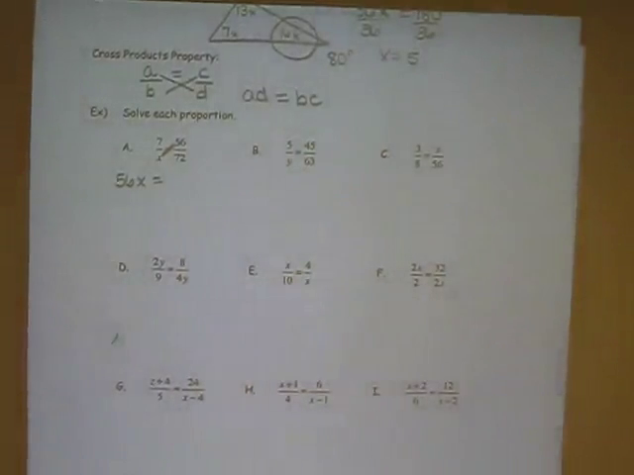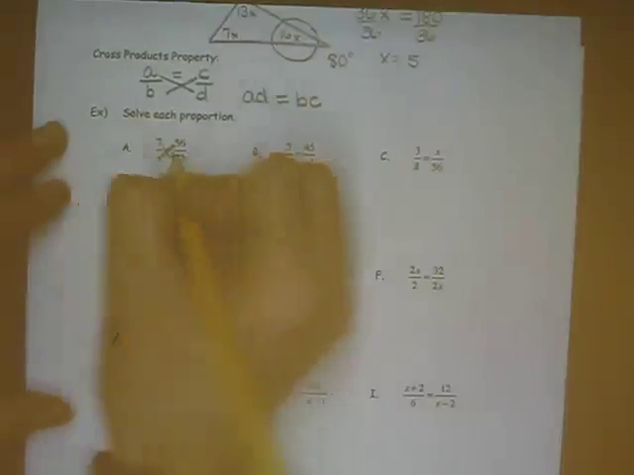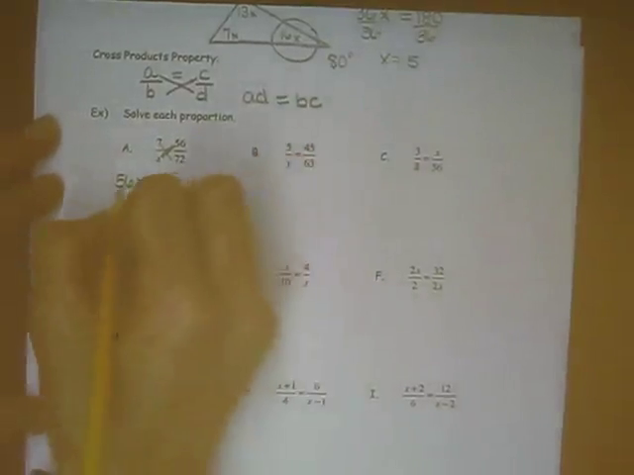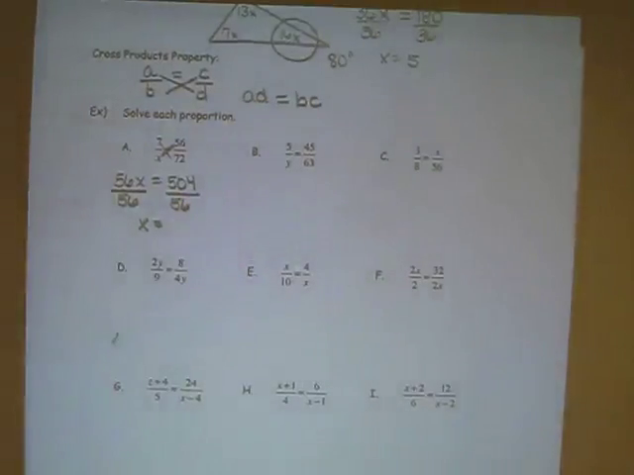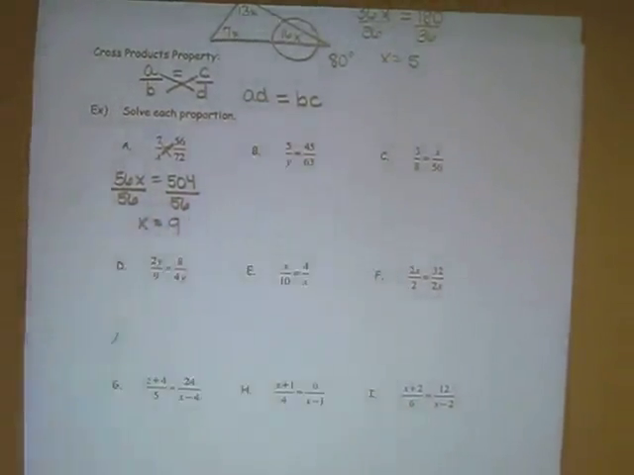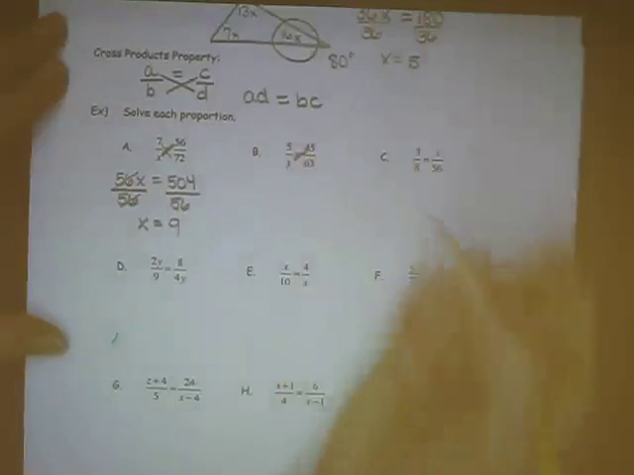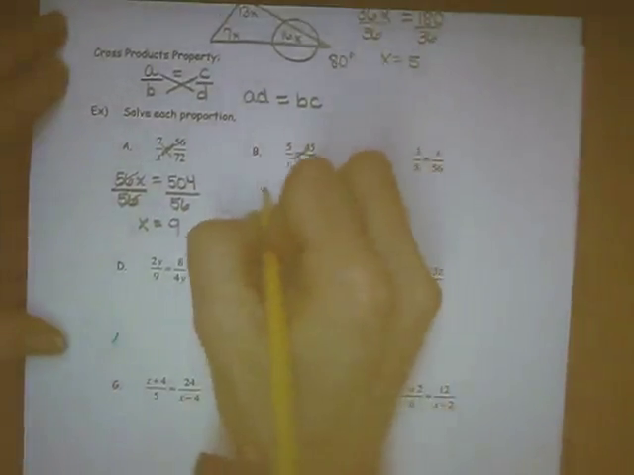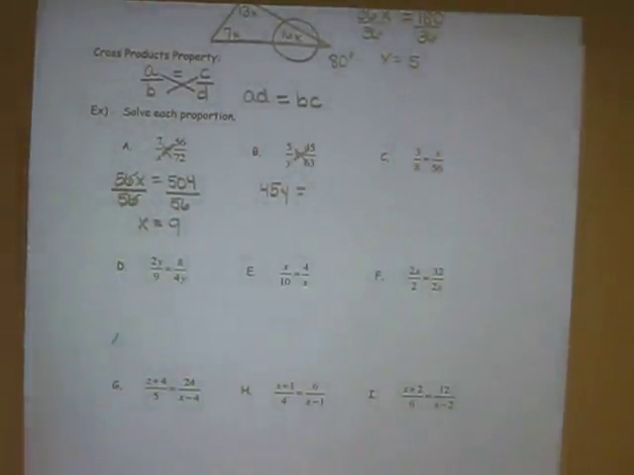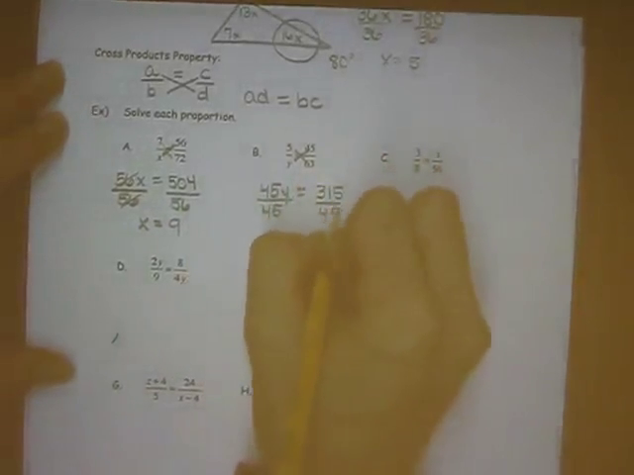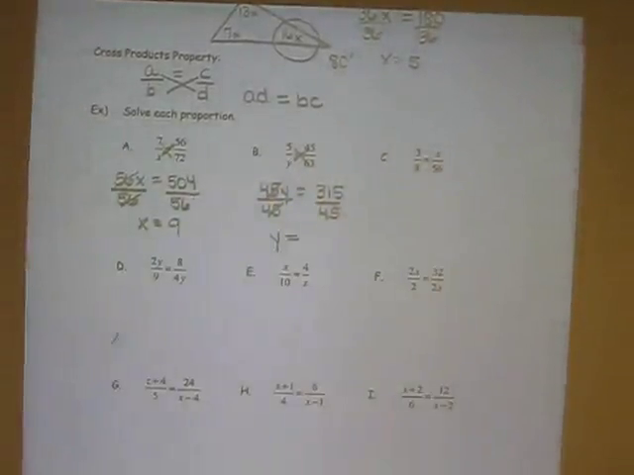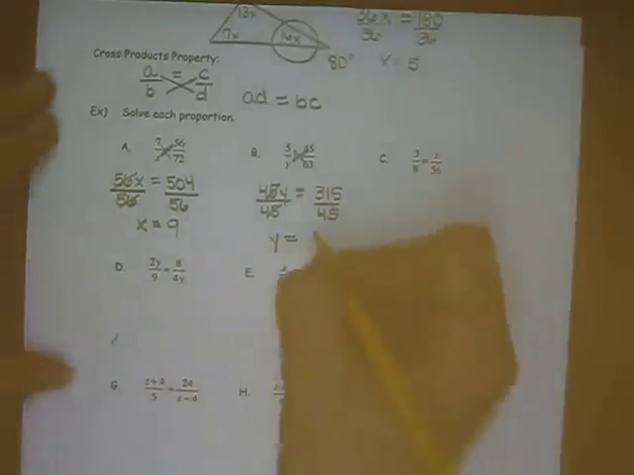7 times 72 is going to be 504. If you then divide by 56, x will be 9. In our next example, we cross multiply or do the cross products property. You get 45y equals, multiply the 5 and the 63 and you will get 315. Divide by 45. And when you do that, you get y equal to 7.